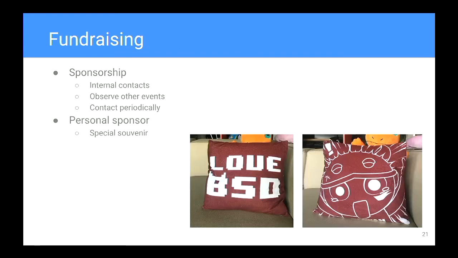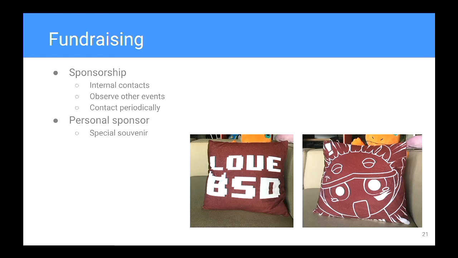So fundraising. Asking for sponsorship is not very easy. However, you could start by trying to use internal contacts. At first you can talk to some big and regular sponsors of other conferences. Once you have learned, you can list those as markers to try to use those companies to persuade other possible sponsors. And don't be too shy to push them or contact them periodically, because sometimes they might just forget. If you don't keep in touch with them periodically, you will get nothing, right?